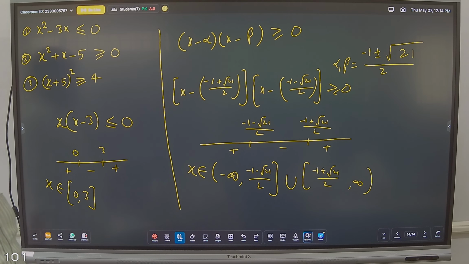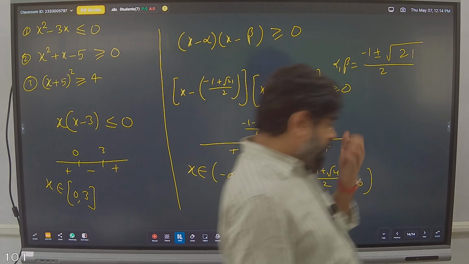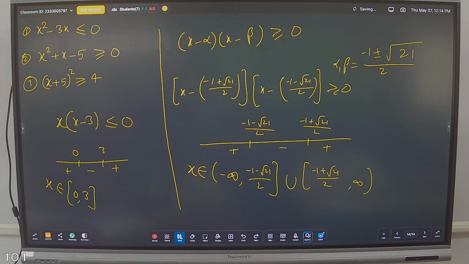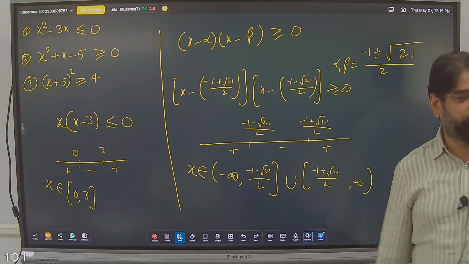Anyone have doubt, please ask. Any step you have doubt, please ask. What is the critical point? Critical point is when this will be 0. This will be 0 only when x equals this. Which one will come on the left side, like which is smaller than the other? What is this value? Minus 1 plus root, is this a positive value or negative? Oh, okay. That's nice. Anybody else have doubt?